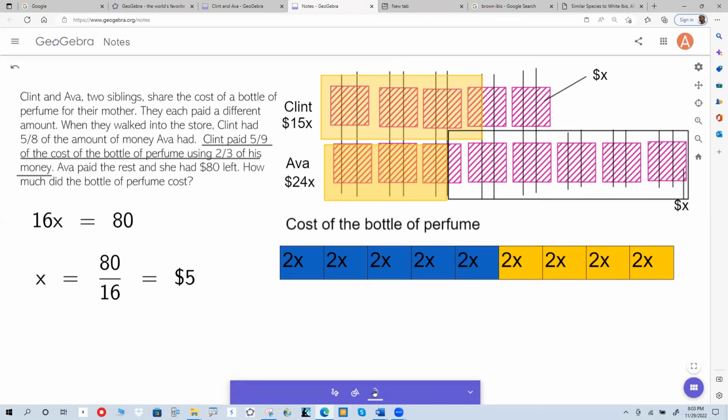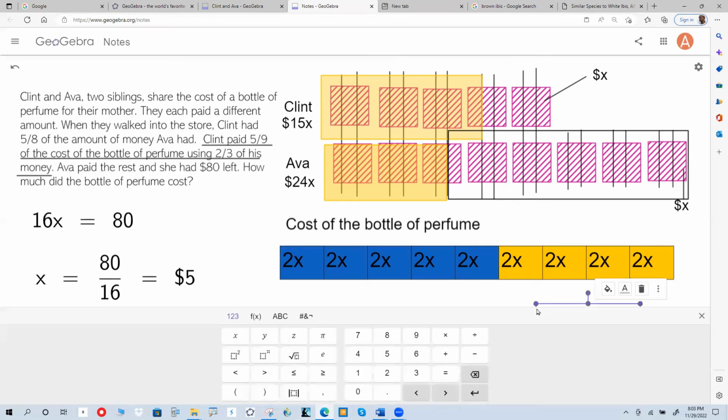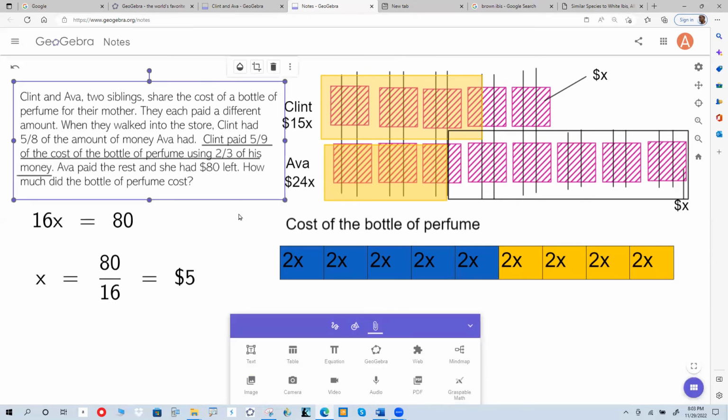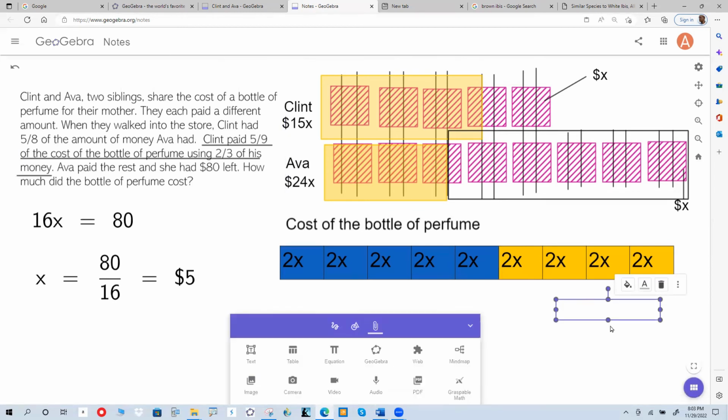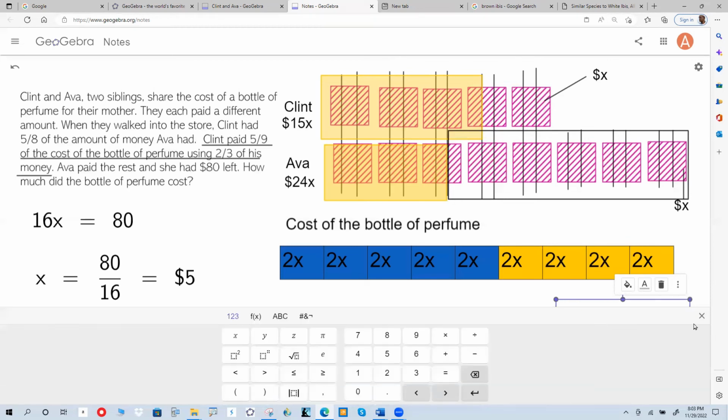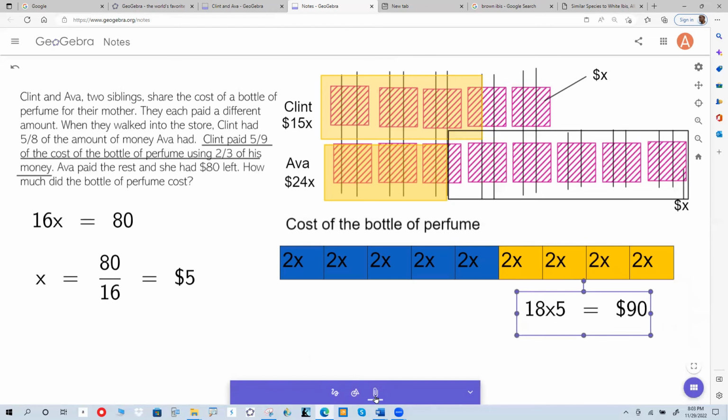And let's write it down. 18 times 5, which is $90. And that's the cost of the bottle of perfume. Okay, and we have it.